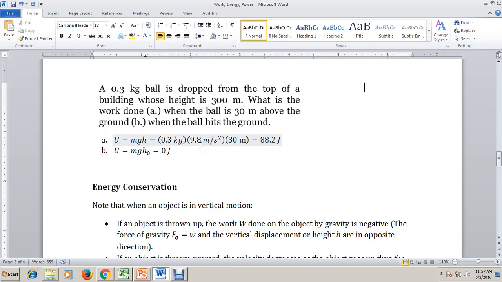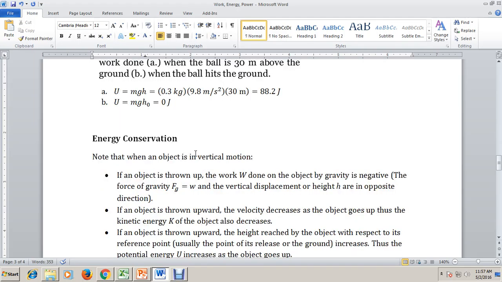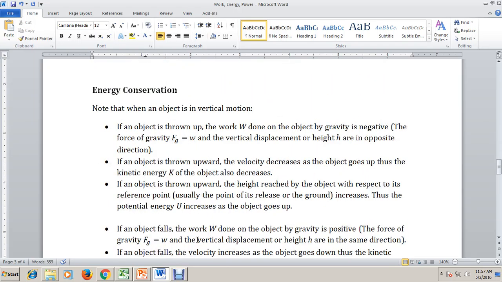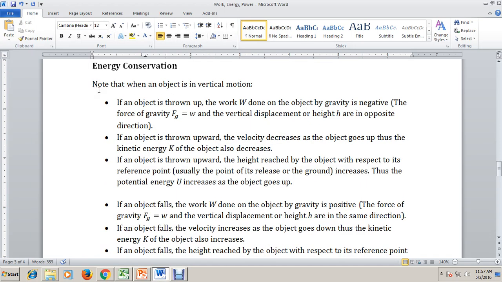Okay, so the solution is U equals m times g times height, 0.3 kilograms times 9.8 times 30. That gives you 88.2 joules. Whereas when the ball hits the ground, the energy is equal to 0. Of course, the reference for computing the energy is the ground.